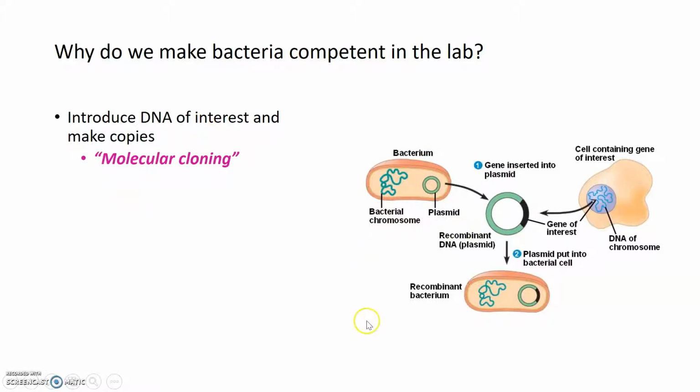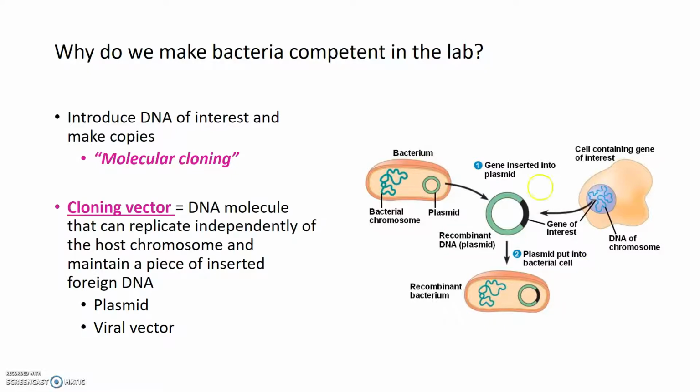And this process is usually called molecular cloning. And you can see it depicted over here on the right. And so you'll have a plasmid, or a circular piece of DNA, into which you can insert your DNA or gene of interest from whichever cell that may be. And you can make what's known as a recombinant piece of DNA, or a piece of DNA that combines both plasmid and gene of interest. And then that plasmid can be transformed into a bacterial cell that's been made competent to make a recombinant bacterium.